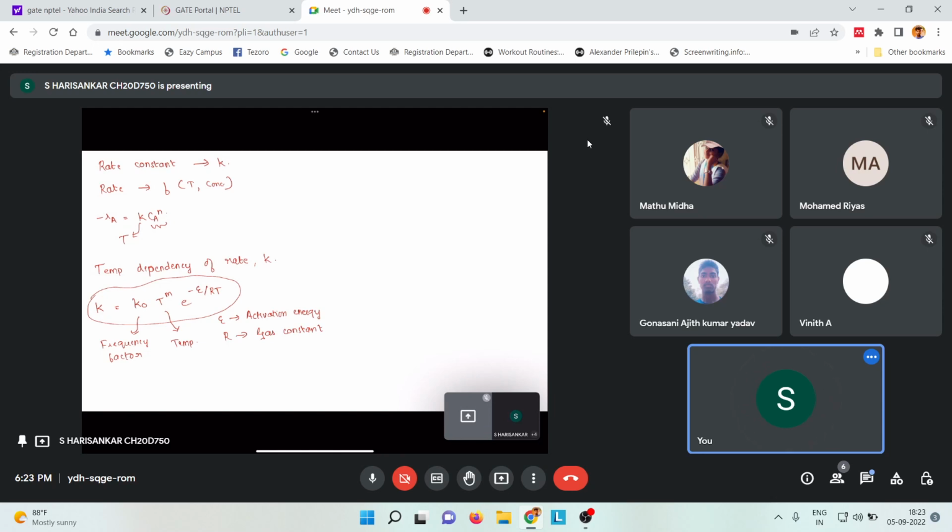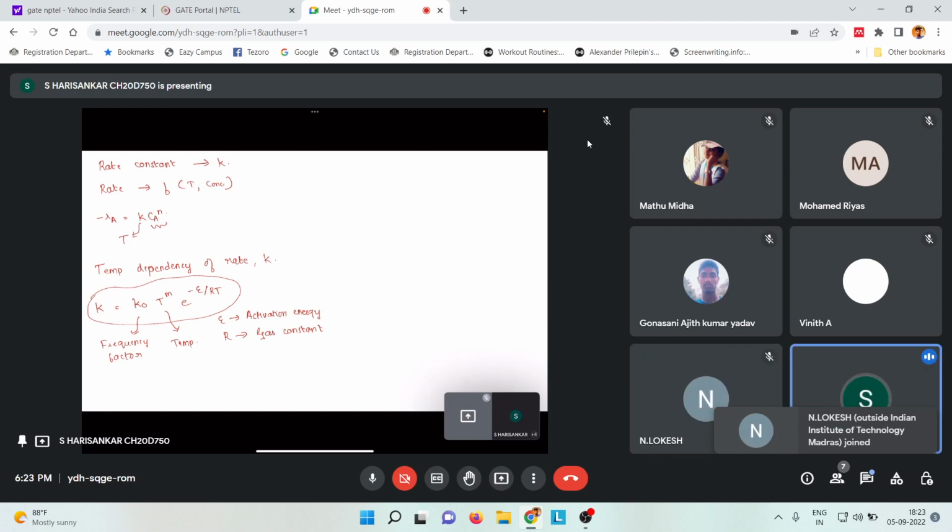Okay, so this is the temperature dependency of the rate equation, or the rate constant. Now, generally there are three theories which explain this temperature dependency of the rate constant. The first and the most used is the Arrhenius relation, or Arrhenius theory. You can write it like this.